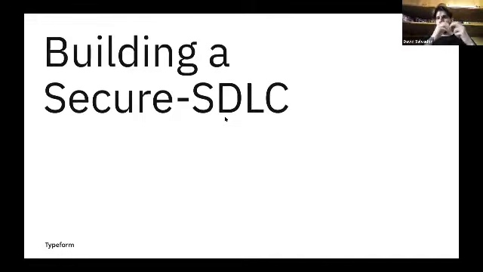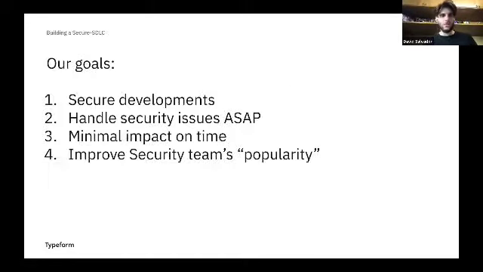So yeah, once we have this context and our mindset has changed a little bit, we started building this secure software development lifecycle. To start building it, first we set ourselves some goals. Some of these goals are easier to analyze or to define metrics for, and some others not so easy. So basically, the first and most obvious goal is that we achieve secure development.